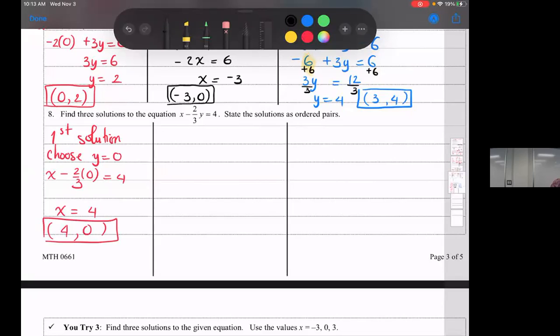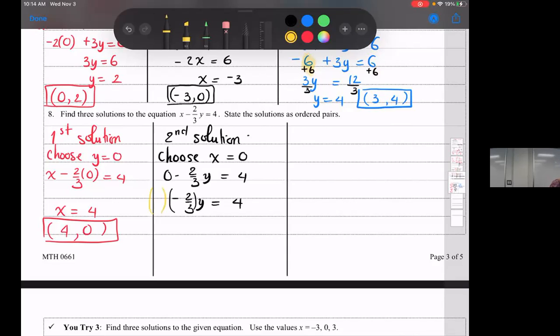What about this? Someone else pick. Okay. So it's going to be 0 minus 2/3 y equals 4, or just minus 2/3 y equals 4. How do I get rid of the negative 2/3 on the left-hand side? Yeah, multiply by the reciprocal. So let me put the parentheses here. So the reciprocal will be what? Close. No, no, no. The reciprocal. What's the reciprocal? Negative 3/2, right? Negative 3/2.